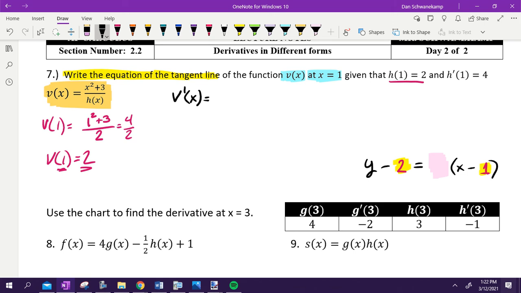What are we going to use to take the derivative of that v of x equation? It is quotient rule. We have two different things. We have an x on top and we have an x on bottom. If you have an x in the numerator and the denominator, we can use quotient rule to find that derivative. Let's try to do that. So quotient rule is low d high minus high d low all over low low. So let's talk through that.